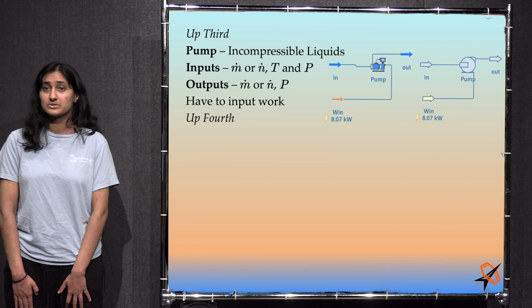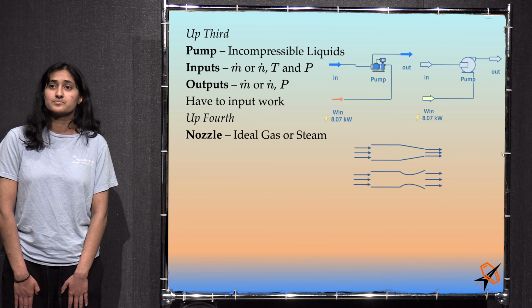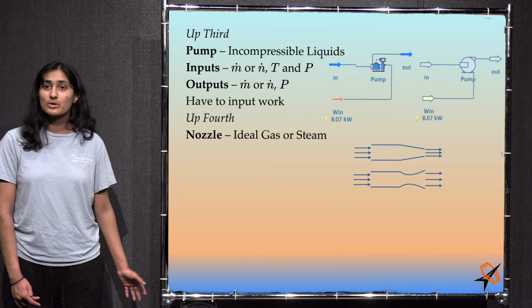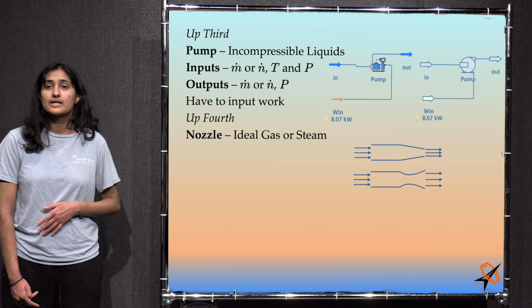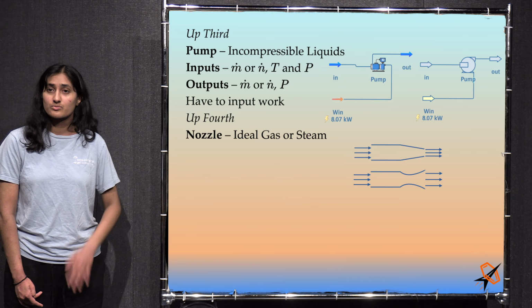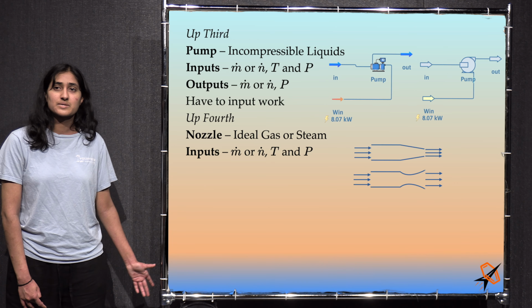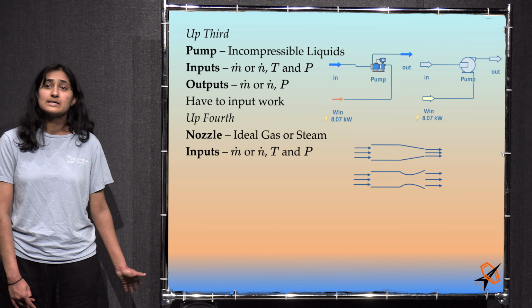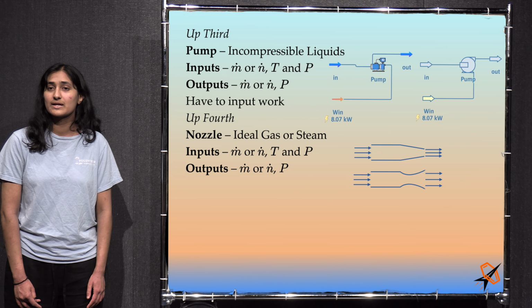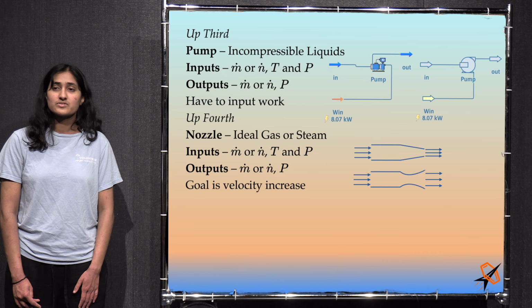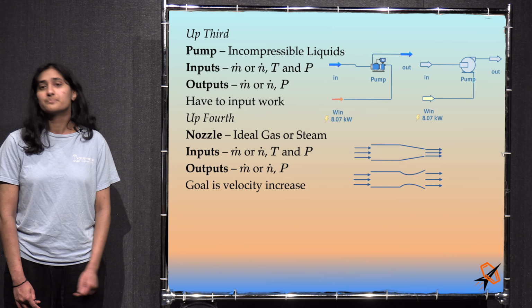The fourth device we're going to look at, second in this video, is a nozzle. We have two nozzles displayed here. One is a converging nozzle, like you might find on a garden hose, and the other is a converging diverging nozzle, like you would find on the exhaust of a jet engine or rocket engine. The inputs to a nozzle are typically specified as a mass flow rate, an inlet velocity, an inlet pressure, and an inlet temperature. The outputs are typically specified as the same mass flow rate and an outlet pressure. The point of a nozzle is to increase the velocity of the fluid.